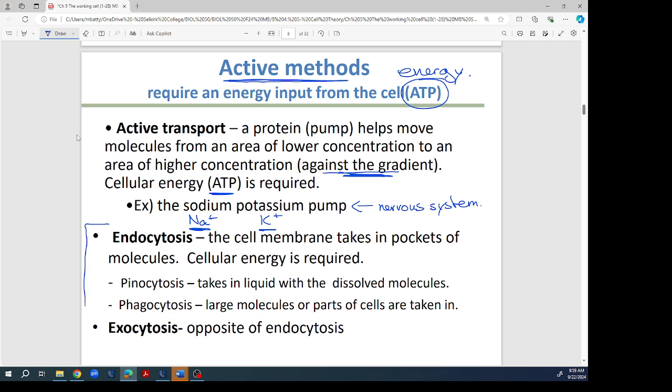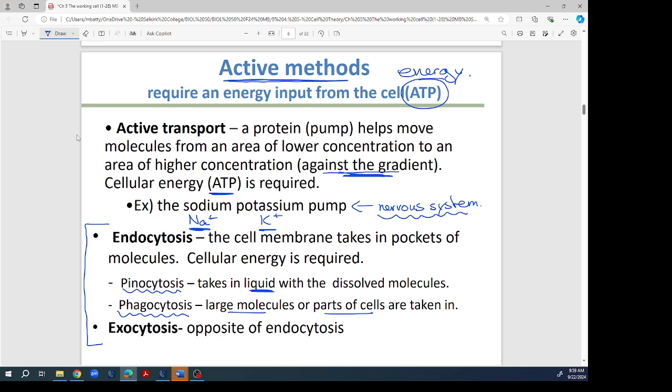The other two are probably more significant, seeing as we're not studying the human nervous system. So coming up with examples that are relevant in our course, I think is really important. So endocytosis and exocytosis are when the cell membrane takes in materials. And so for endocytosis, it could take in a liquid, and that's called pinocytosis, or it could take in large molecules or parts of cells, which is phagocytosis.